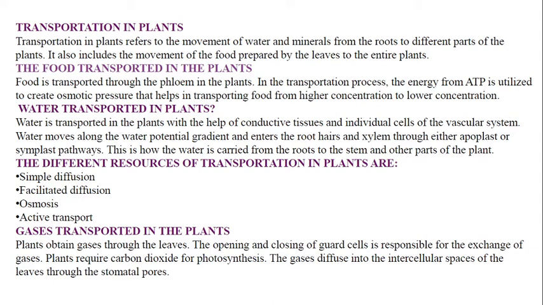Water is transported in plants with the help of conductive tissues and individual cells of the vascular system. Conductive tissue is a technical term which can be used for the xylem as well as phloem cells. Water moves along the water potential gradients and enters root hairs, and with the help of xylem moves through either the apoplast or symplast pathway.